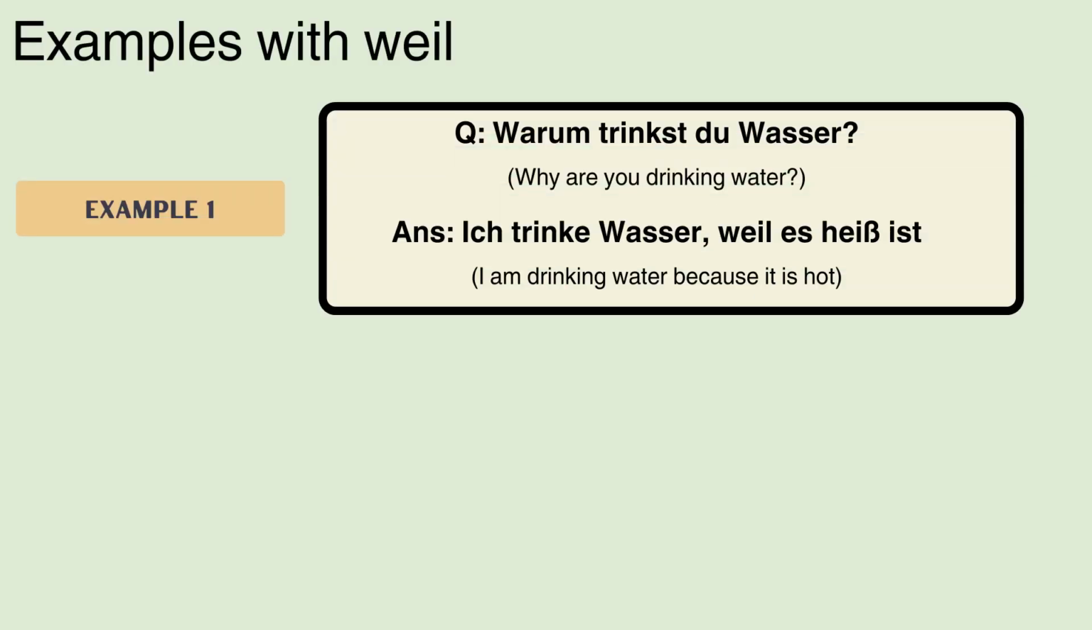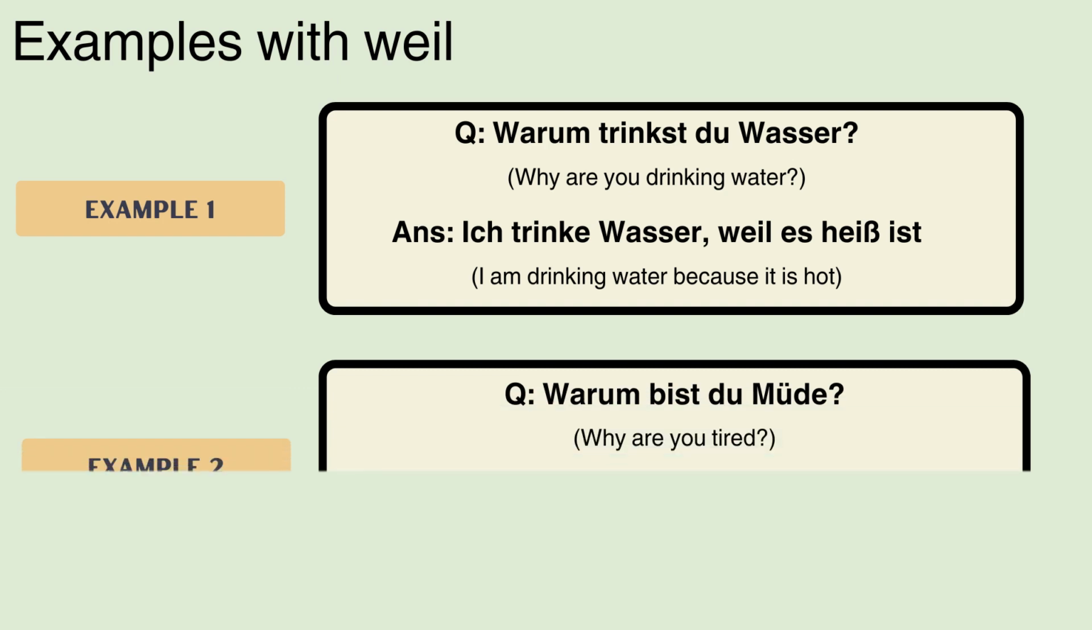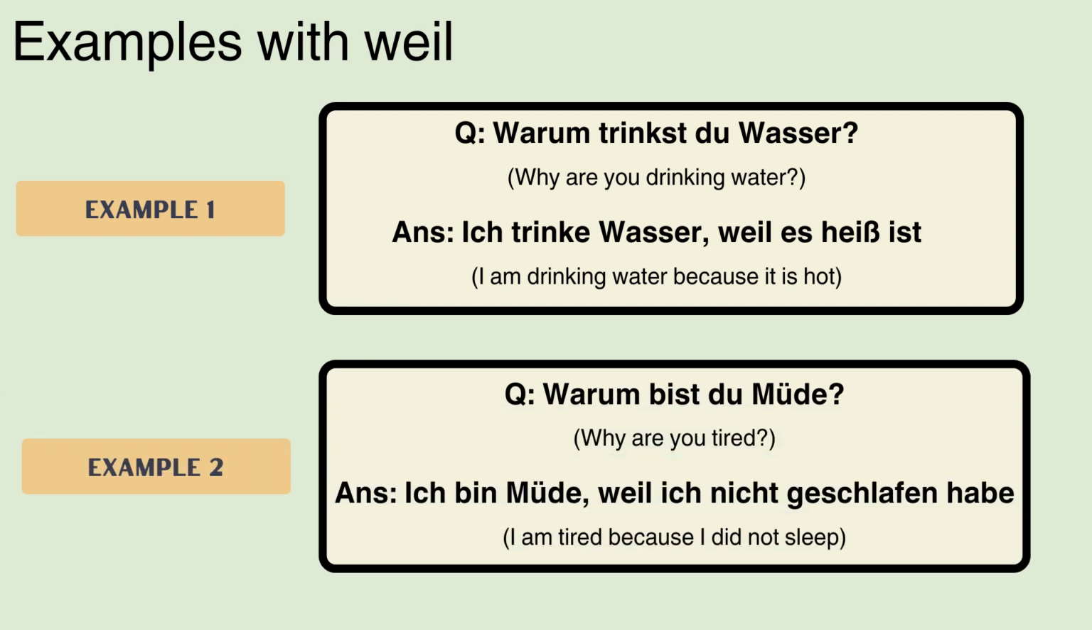Warum trinkst du Wasser? Why are you drinking water? You can answer it using weil. Ich trinke Wasser, weil es heiß ist. I am drinking water because it is hot. Let's take another example. Warum bist du müde? Why are you tired? Ich bin müde, weil ich nicht geschlafen habe. I am tired because I did not sleep. So you see that in both these examples, we use weil to give the reason for our action.